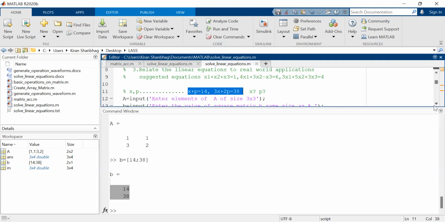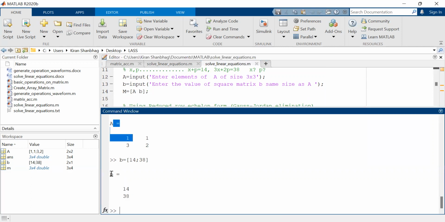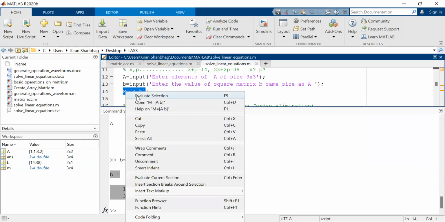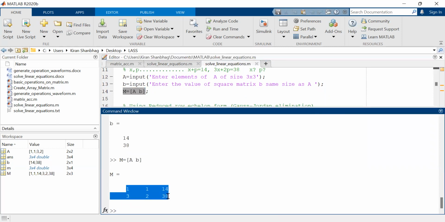Now for the RREF method, I am going to represent this as an augmented matrix. I am going to concatenate matrix A and matrix B sideways. Let me select and do this. Did you see what happened? Now I have the matrices here: this is my matrix A and this is my RHS, now concatenated.